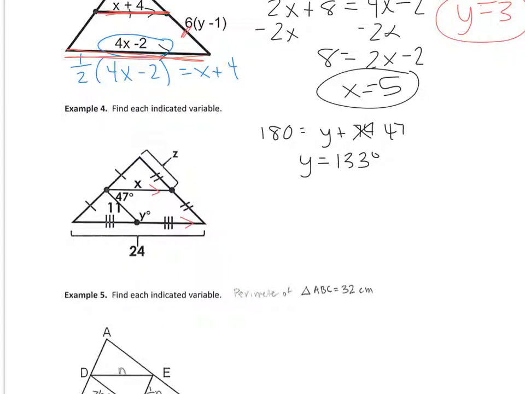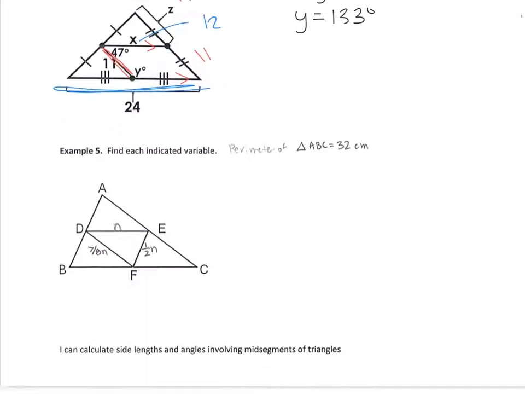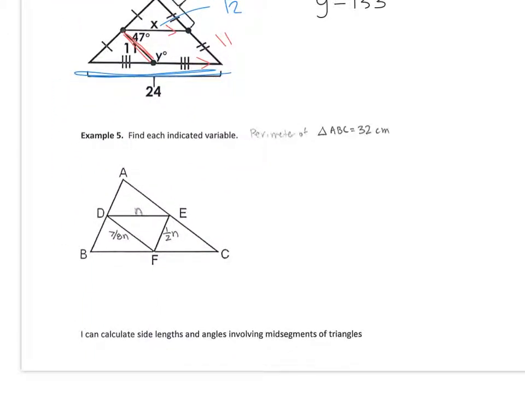And then if I know that all the way across right here is 24, then x has to be half that, which is 12. If this is 11, then z is also equal to 11, because this would be equal to 11. And then down here on the bottom, example 5, find the indicated variable.